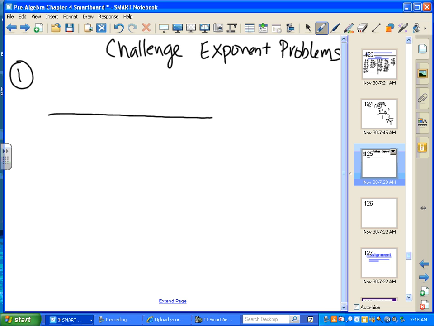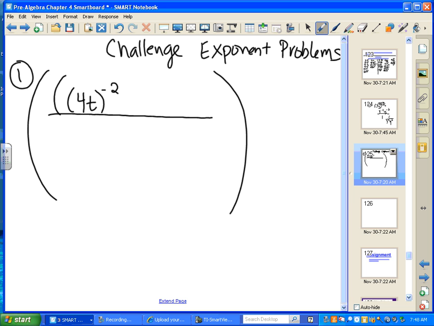Make a fraction bar. Big parentheses. And then on the numerator, you should have a parenthesis and then another parenthesis. So inside the little parenthesis, 4t to the negative second. Outside of it, f to the negative third. Medium parenthesis, all raised to the second. Put a 4 outside the big parenthesis.